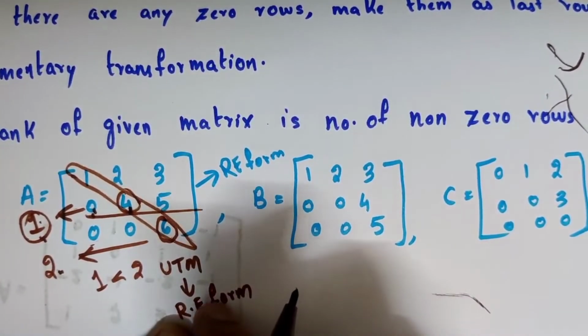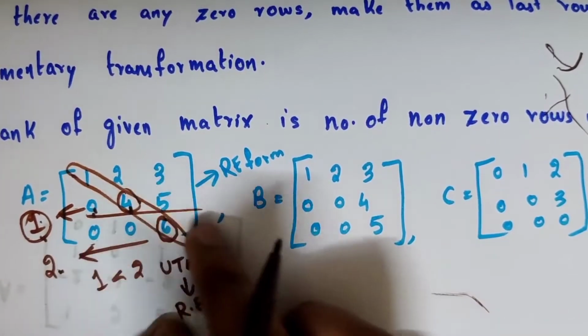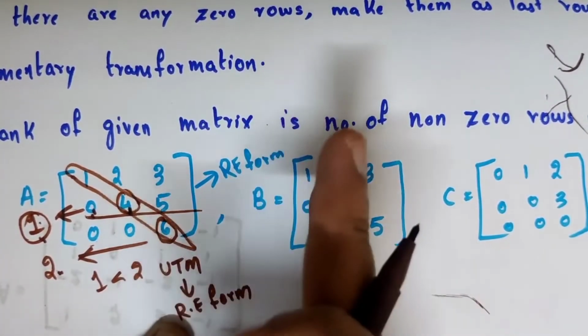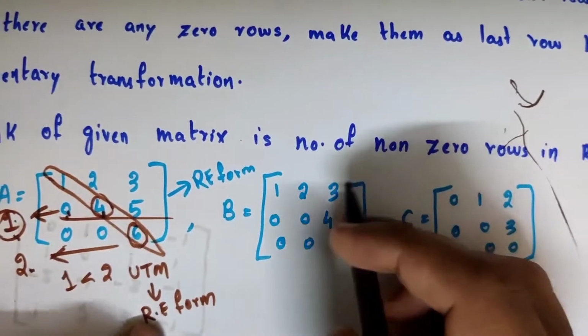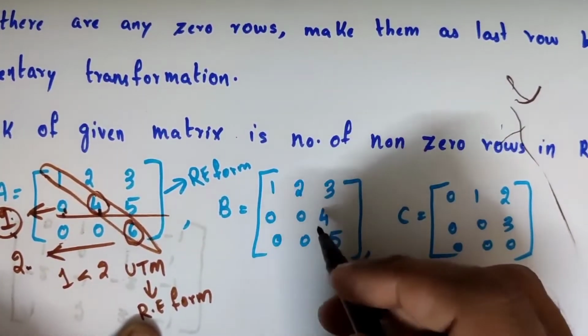Row echelon form is nothing but an upper triangular matrix. So converting into row echelon form is nothing but converting into an upper triangular matrix. Okay, now let us take this example. I have taken a matrix B.